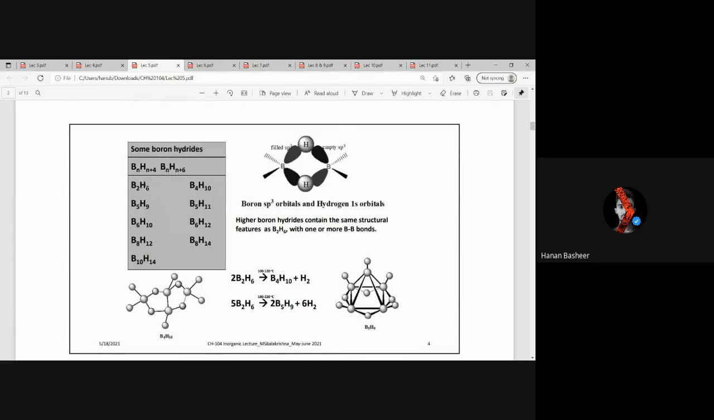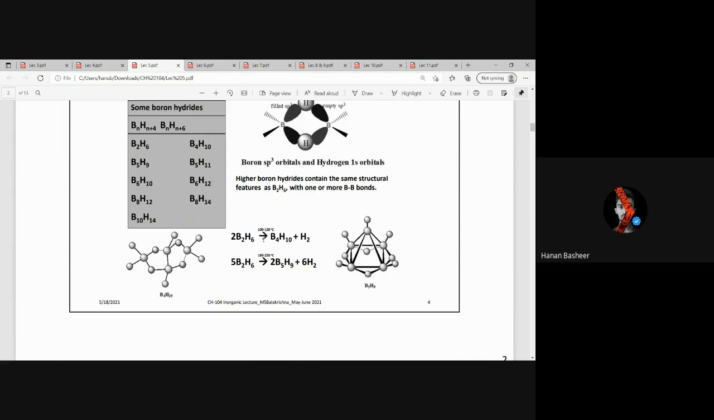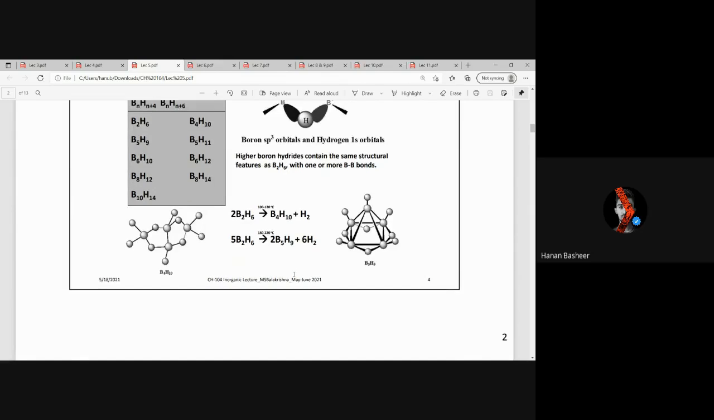Now, these are the sequences, just as I said: if you put n equal to 2, 5, and so on, we get this. And if you put n equal to 4, 5, and so on, we get this. Boron sp3 orbitals and hydrogen 1s form this type of compound, where this is 3 center 2 electron bonding. And at high temperature, they tend to form bigger molecules, which are B4H10, B4H9, and this is B2H6, and it leads to B5H9.